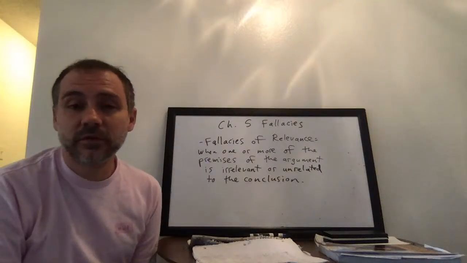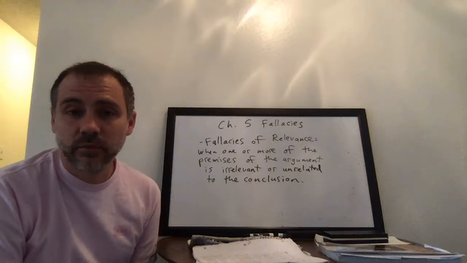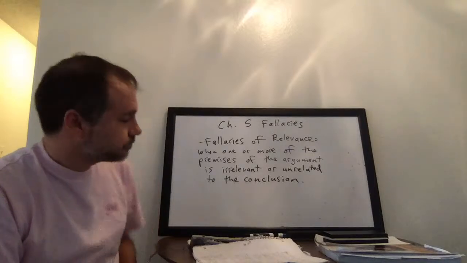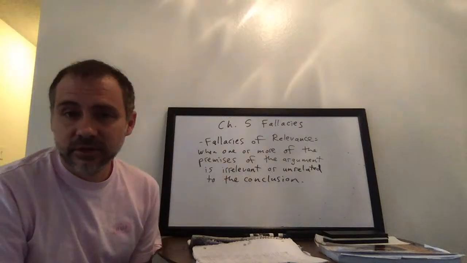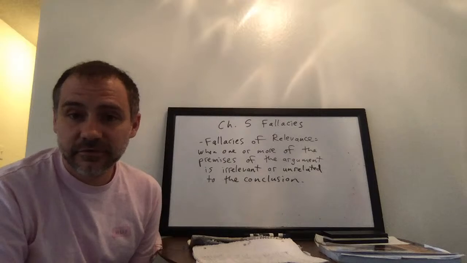So by the time we're done with this topic in chapter 5, there's 20 fallacies overall, basically, that we need to know. But we're focused on the 8 for today, okay? So is everybody with me? Let's go ahead and start talking about the 8 different fallacies of relevance.